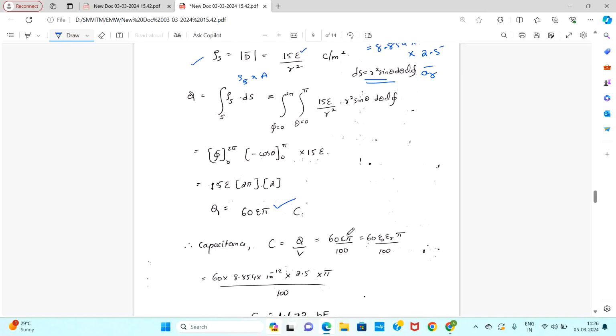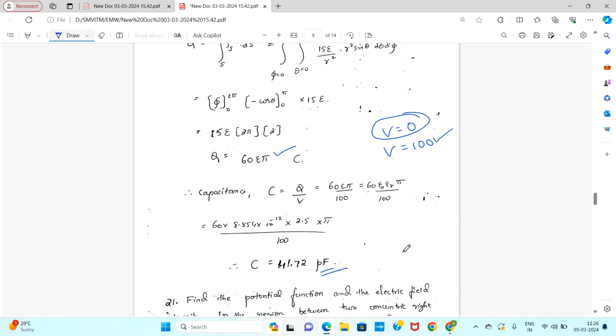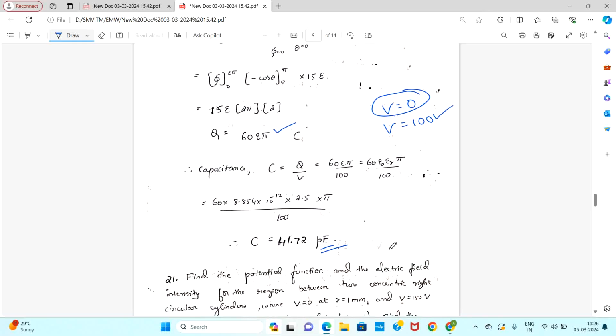Once the charge is found, capacitance will be Q by V. Again, I told you there are two values for potential, one is 0, another one is 100. You cannot choose 0 because you get infinite capacitance. You have to choose the value as 100 here. By substituting that and simplifying it, you will get the capacitance value, which will be 41.72 picofarad.